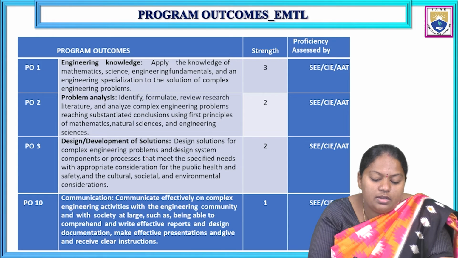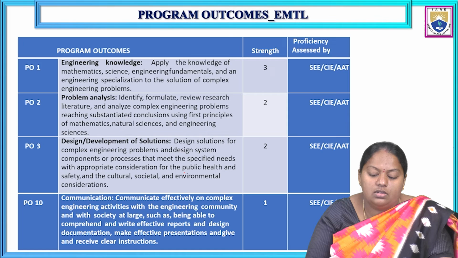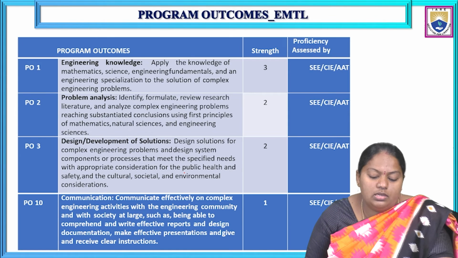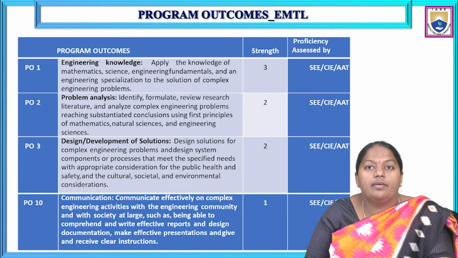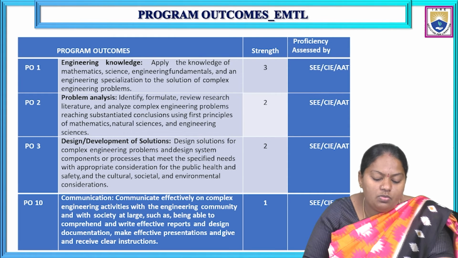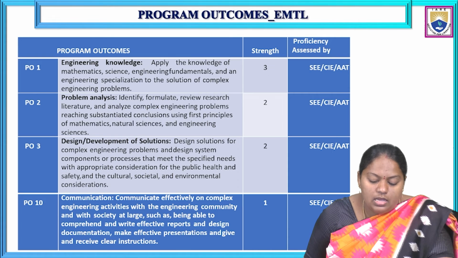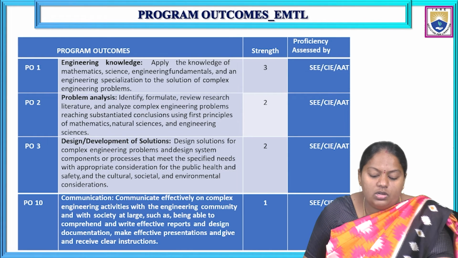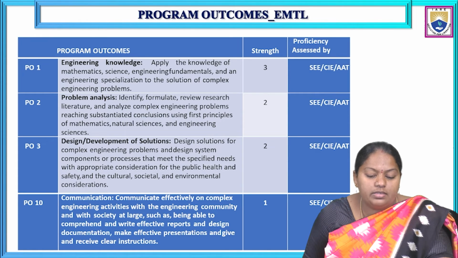And the third one is design or development of solutions. Means I want to design the Smith chart and all. We use some complex calculations and all. That's why the third one also I'm considering. And PO10 means this complete subject is based upon the communication one. Hence, I'm considering the PO10 is also for my mapping case. I'm considering this program outcome. PO1, 2, 3 and 10 I have mapped for my electromagnetic waves and transmission lines.